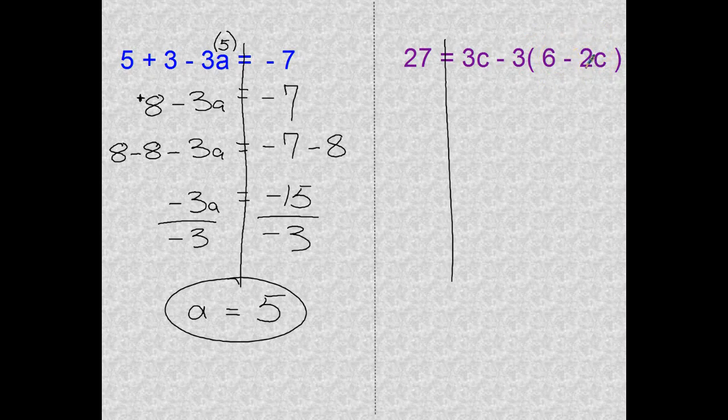Looking at the parentheses, I do find a number on the left side that's touching the parentheses, and that number is -3. Make sure you're aware that it's not a +3 because of this sign right here. So we have to use our distributive property inside of our parentheses. So we have -3 multiplied by 6 and -3 multiplied by -2c.